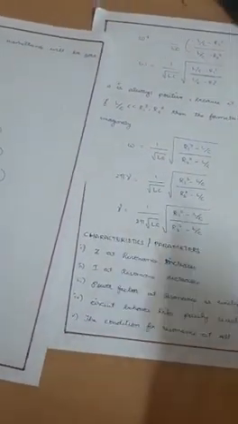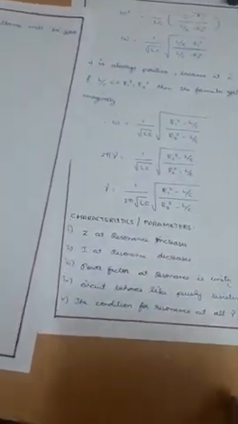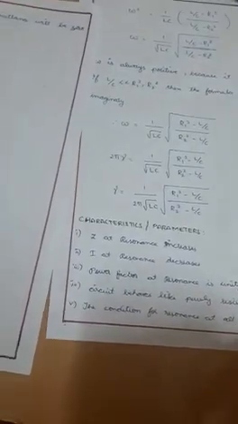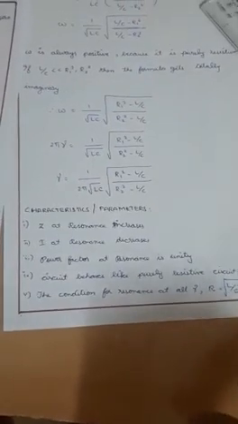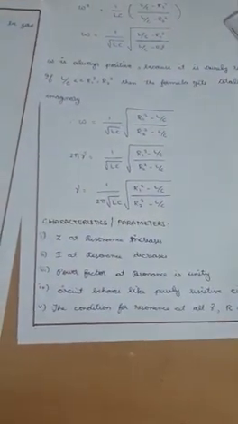The circuit behaves like a purely resistive circuit. Since the circuit is mainly based on inductance and capacitance, the circuit behaves purely resistive. The condition for resonance at all frequencies is R is equal to root of L by C. This is the condition we proved now. Thank you.